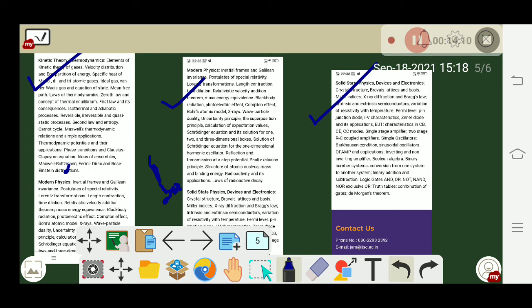You have inertial frames and Galilean invariance, postulates of special theory of relativity, Lorentz transformation, length contraction, time dilation, relativistic velocity addition theorem, mass energy equivalence. From Lorentz transformation to mass energy equivalence, everything is important.